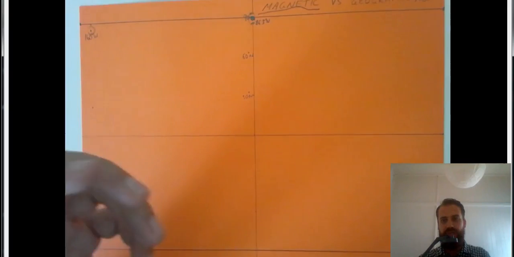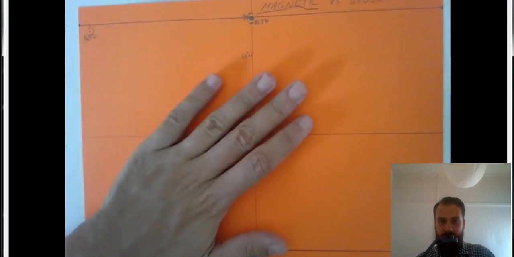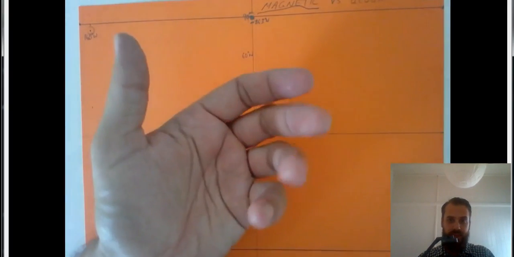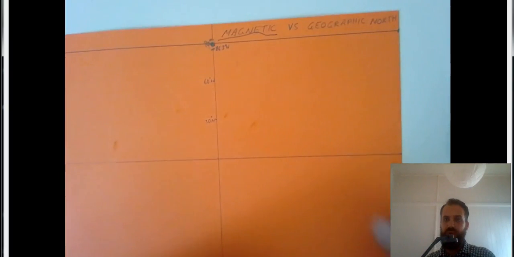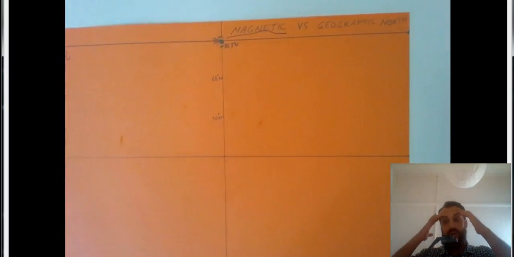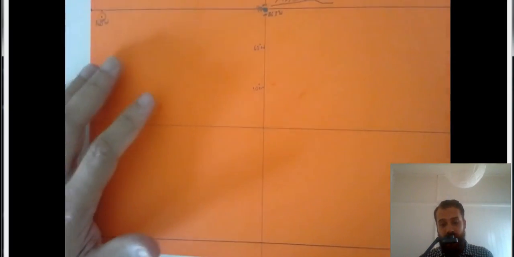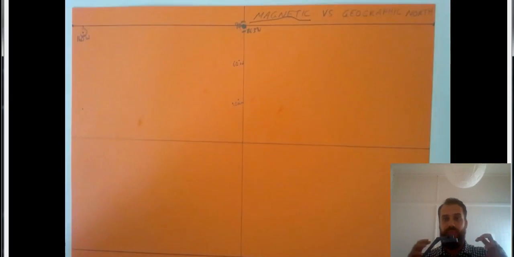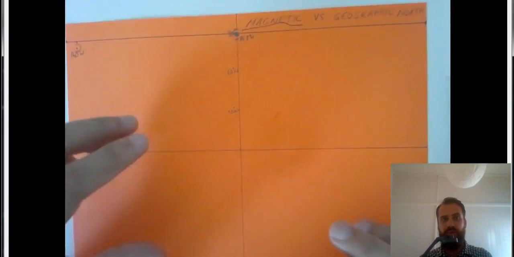So what this means for us is that when we look at a map and when we look at our compass, we have to make adjustments or we're going to get lost. That's magnetic and geographic north. I haven't really shown you any maths here. I just want you to wrap your head around why this is what it is. And then we're going to do some mathematics, moving it from one to the other.